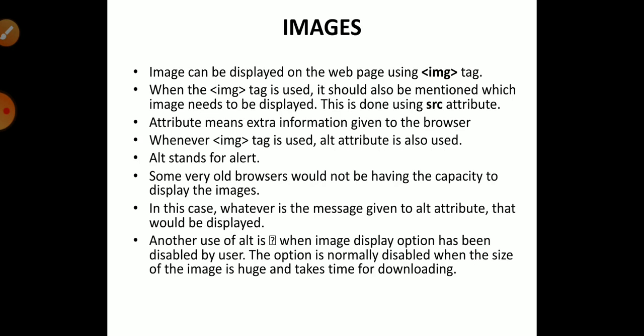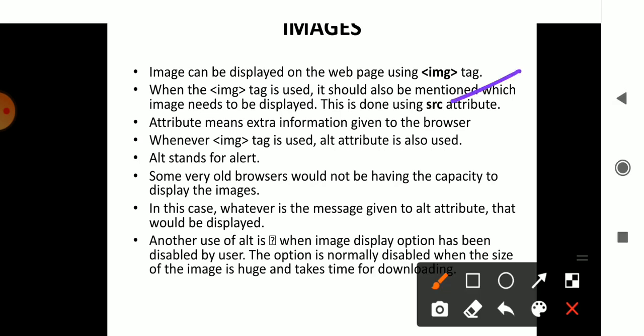With the help of the source attribute, you can display the image on the screen. You use a source attribute which will help you display the image. Source is nothing but where you are getting the image from. So the source attribute is important to display the image.